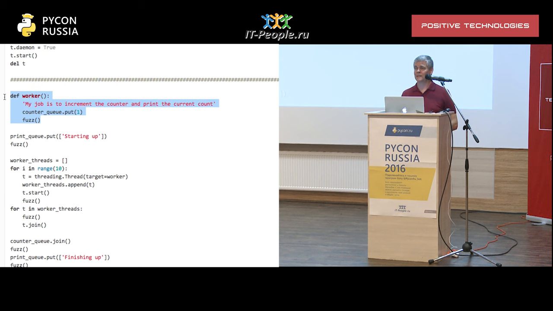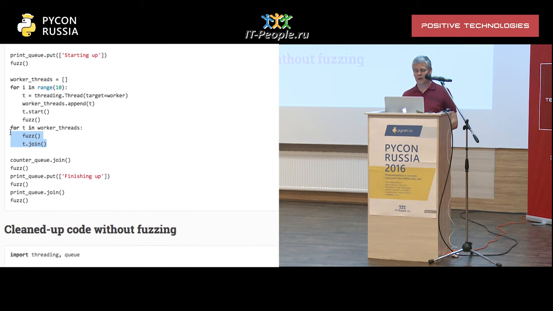Non-daemon. The worker is a non-daemon. It doesn't have an infinite loop. It returns. So at this point, after this for loop is finished, we are guaranteed that all of the workers are finished. Does that mean that all of the increments are done and all the counts are done?